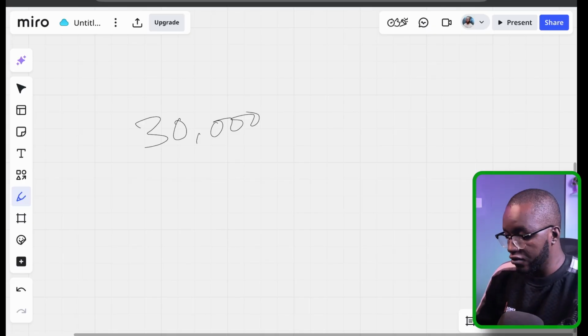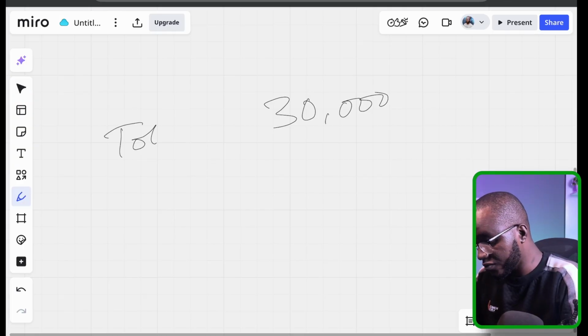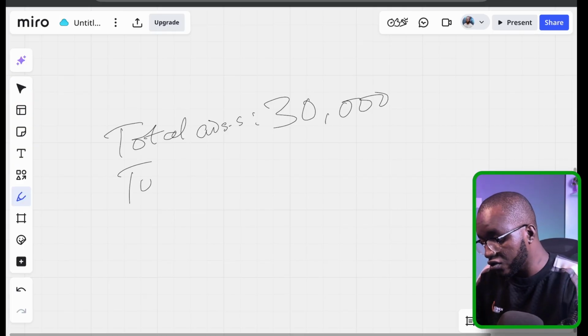Now, maybe for most people, you don't even know how to calculate ROAS. So what I'm going to do is a little bit of calculation right now. The way you calculate your ROAS is, let's say you're testing a product for 3 days, and after 3 days, let's say you spent 30,000 naira. This is the total spent.